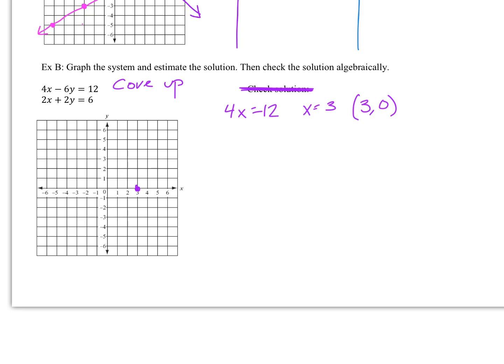I cover up the 4x, and so I get my little mini equation of -6y equals 12. So what's my y-intercept? -2, exactly. So on the y-axis, I go to 0, -2. So what I'm doing, whenever it's in standard form, is I covered up the 6y first, 4x equals 12, x equals 3. Cover up the 4x, -6y equals 12, 12 divided by -6 is -2. Those go on your x and y axis.